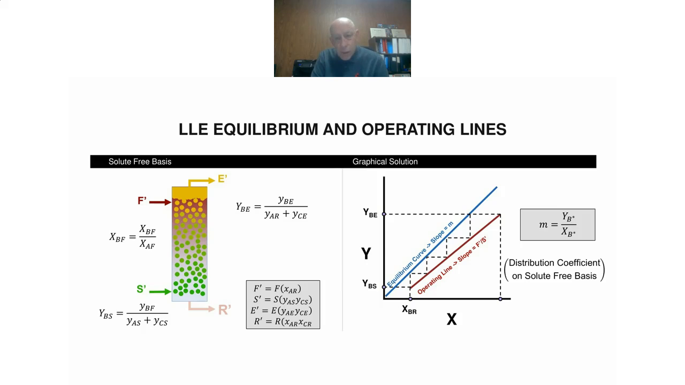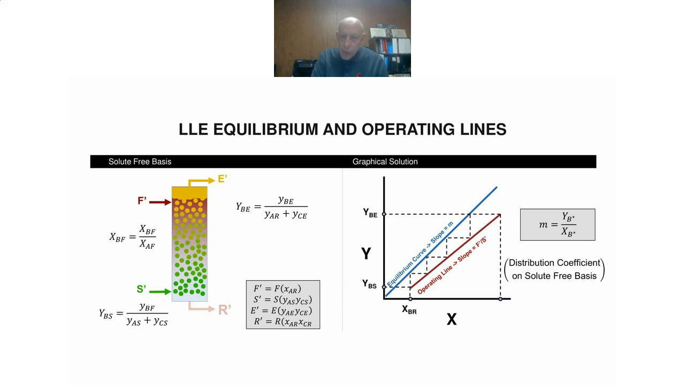Now, if your distribution coefficient, which I'm showing to be M, is constant, you'll get a straight line as we show here. But that's not always the case. Like I said, a lot of times the distribution coefficient can change with concentration. So once you have your equilibrium curve, now you run an extraction column, you develop your operating line, you can then step off the number of theoretical stages that are required.